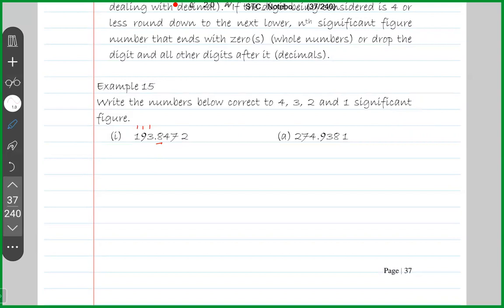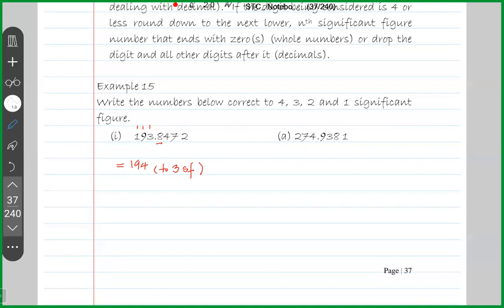Now, if the digit I'm considering is 5 or more, I'm going to round up. All right, in this case, I'm going to add 1 to the 3, making my answer 194 to 3 significant figures. So these are my 3 significant figures: 1, 9, and 4.